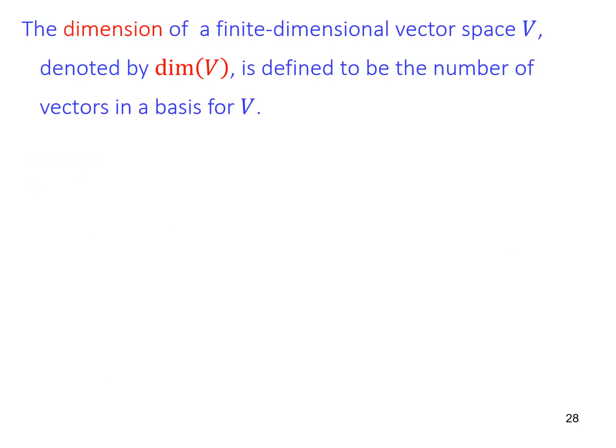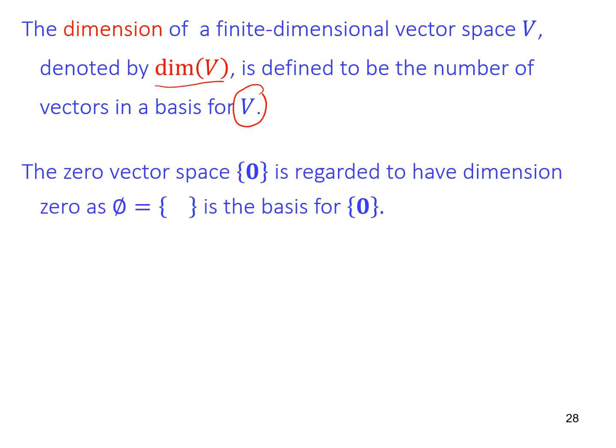In this slide, we are going to see the term dimension of a vector space. Let's say we have a vector space V, and a basis for V has a finite number of elements. Then we define the dimension of the vector space V as the number of vectors in a basis, and we denote it as dim V.